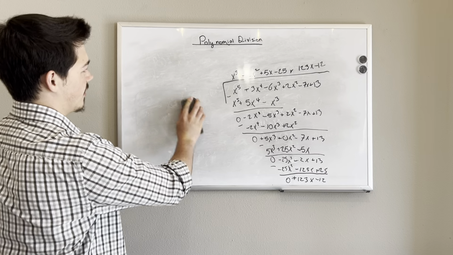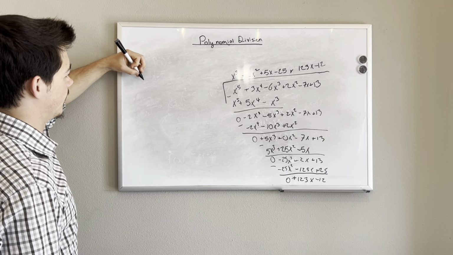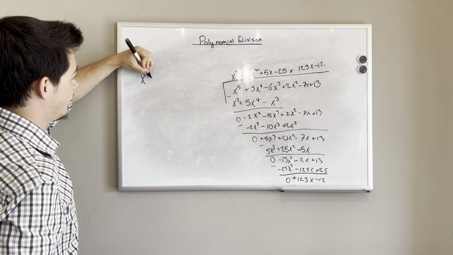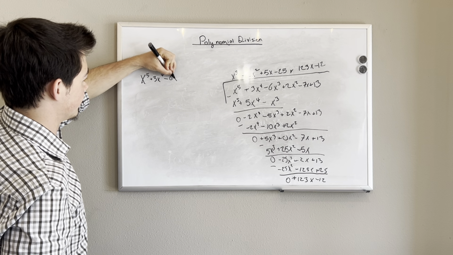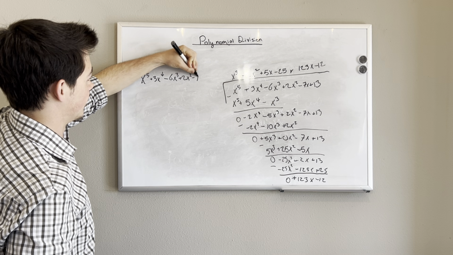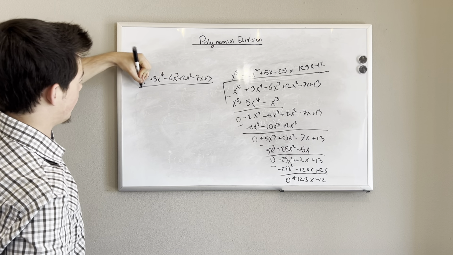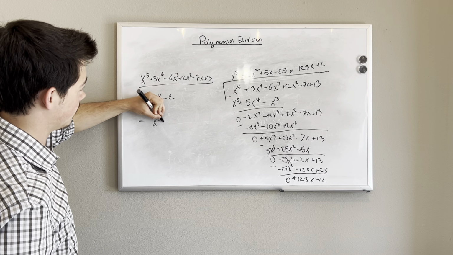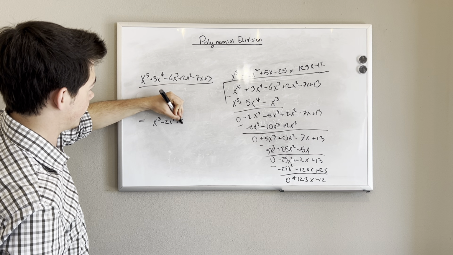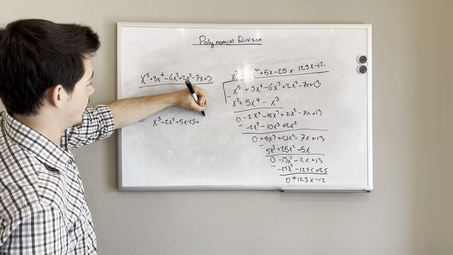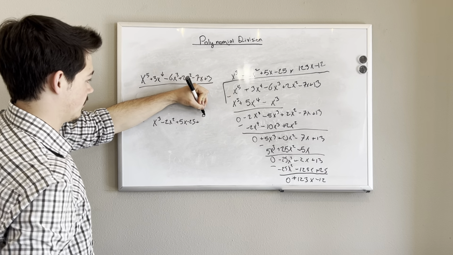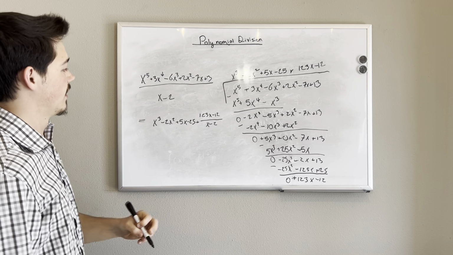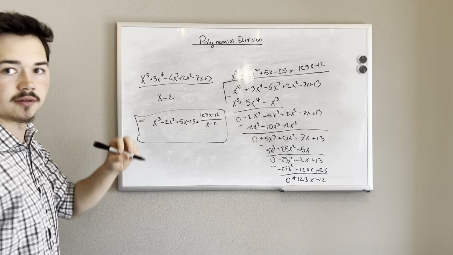And we can go ahead and write out our final answer. We'll write it out all the way. So x to the 5th plus 3x to the 4th minus 6x cubed plus 2x squared minus 7x plus 13, all over x minus 2, is equal to x cubed minus 2x squared plus 5x minus 25 plus 123x minus 12 over x minus 2. And that's our final answer.